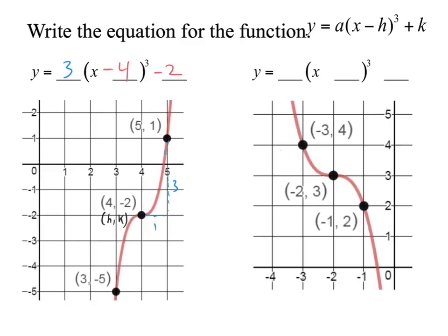So we made our equation. Your a is 3. Your h is 4, but you write the opposite, and your k is negative 2.